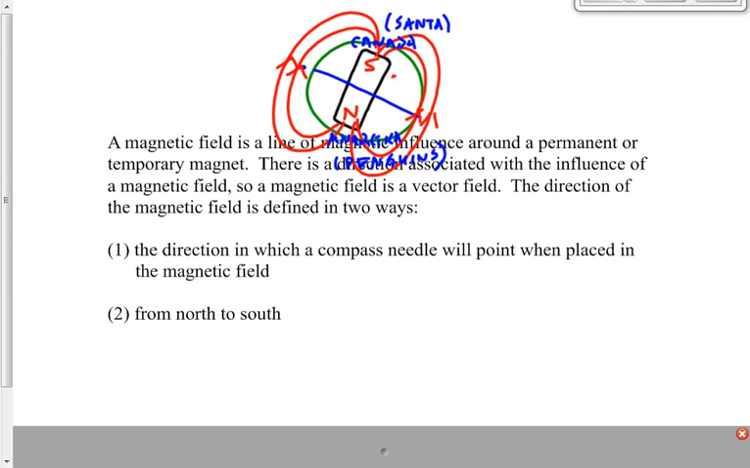Don't forget, though, it is truly geographic north. Sorry, it's not geographic south. It's magnetic south, but it's still geographic north. Just that compasses measure magnetic poles instead of geographic poles.